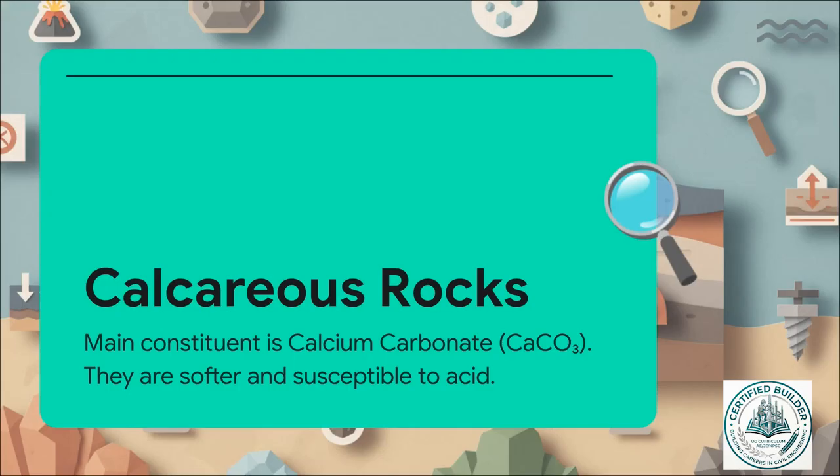And finally, we have calcareous rocks. The main ingredient here is calcium carbonate. Generally, these rocks are softer and way easier to work with, which makes them perfect for ornamental work and detailed carvings. But here's their big weakness: acid. If you put even a drop of weak acid on them, they'll literally start to fizz as the calcium carbonate reacts and releases carbon dioxide gas.